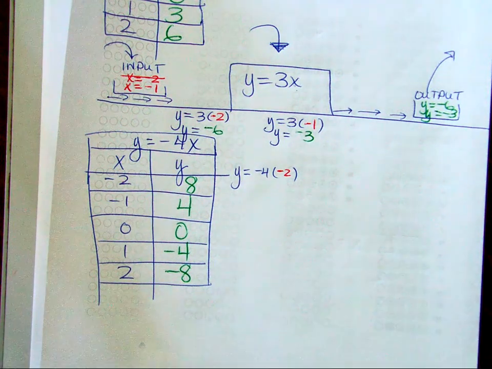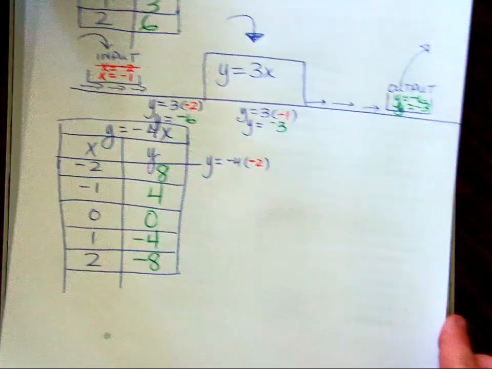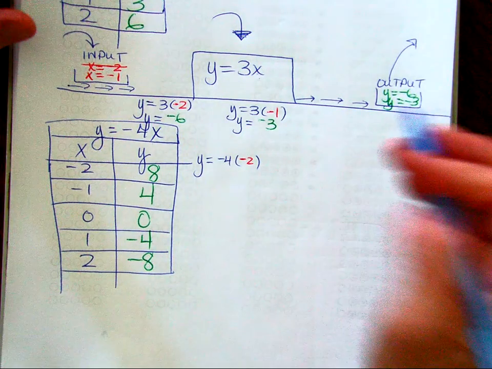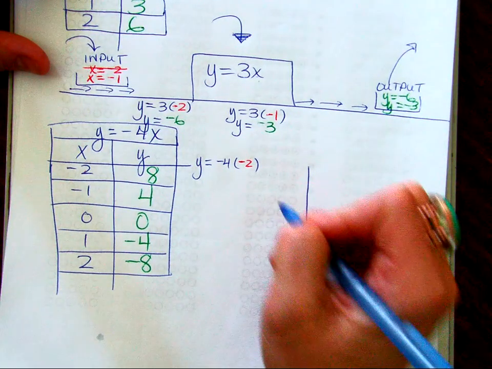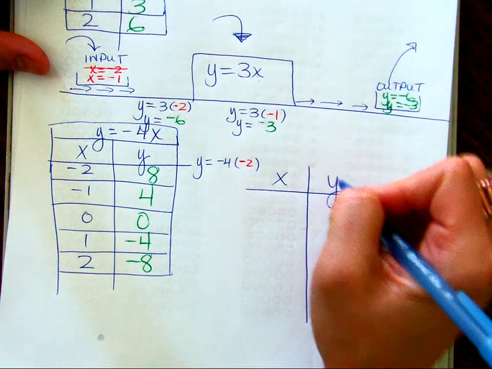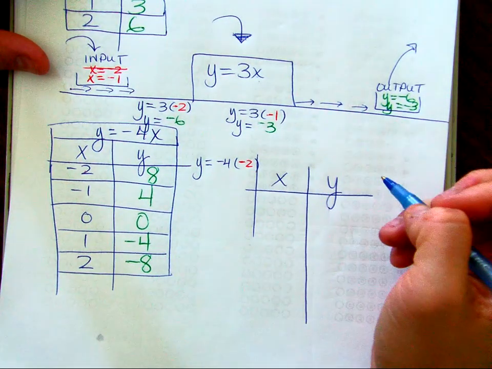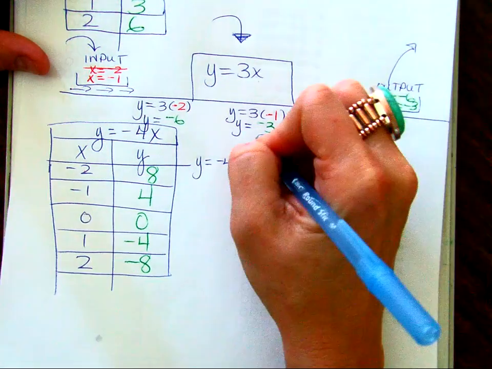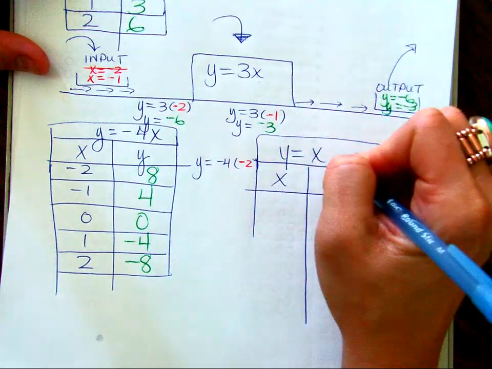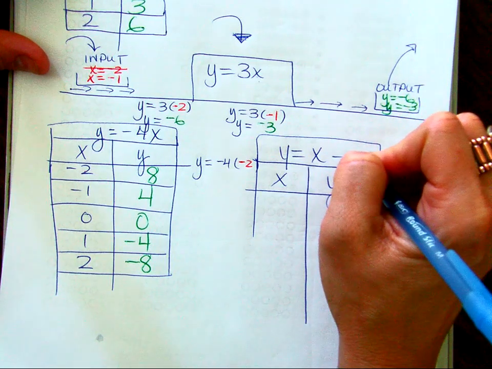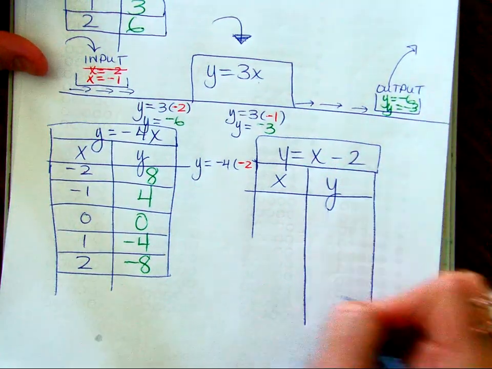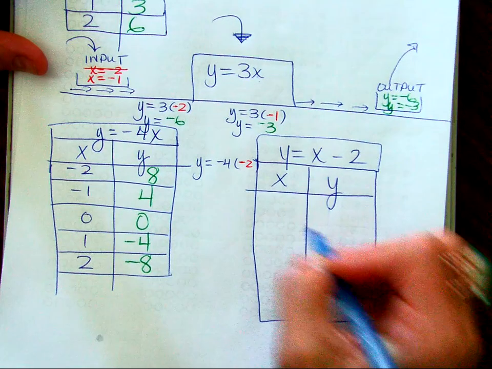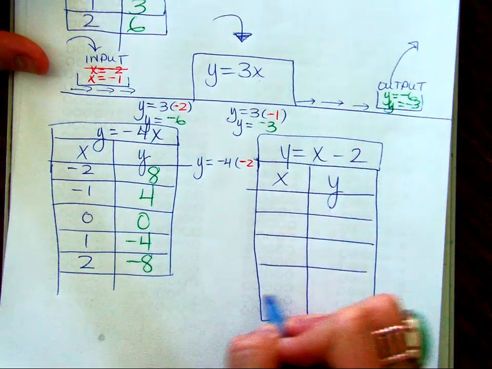Okay? We're going to do one more, and then we're going to get into the markers and the rulers that you're going to be using in a minute. So let's make one more input-output table. Make your x and your y. This one we're going to make y equals x minus 2. Okay?